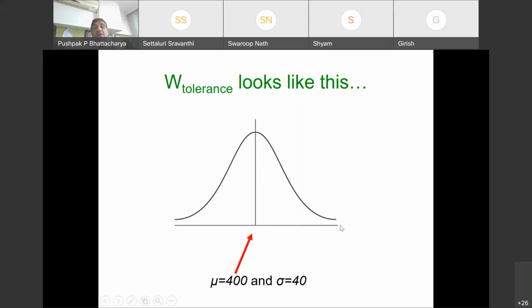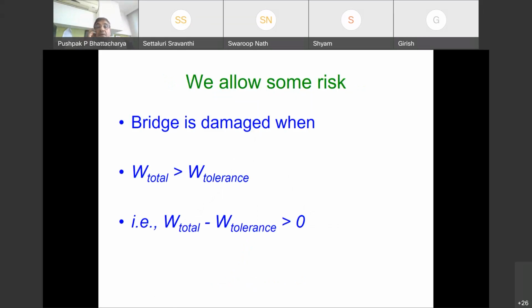You will not find many bridges with extremely high tolerance, very large tolerance. You will not find many bridges with very, very low tolerance. Now, most of the bridges will fall in a range with respect to their tolerance level. That's why a bell-shaped curve. So the bell-shaped curve is a reality of life as we encounter in many, many situations: height, weight, income, and so on. So we allow some risk.